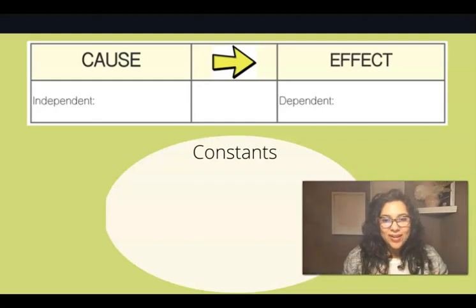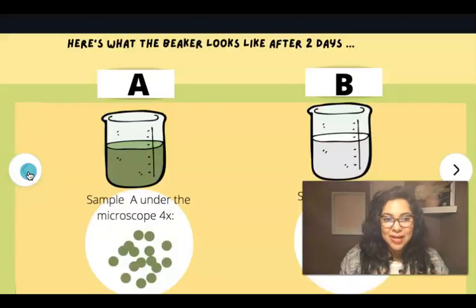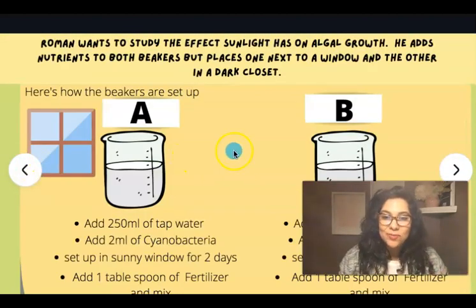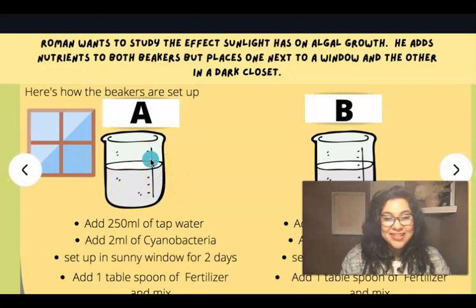So, what is the cause? What do we change here on purpose? If we go back to our setup, you'll notice that one beaker was exposed to sunlight, but the other was not. It was actually in the dark. And we know that one of the main requirements for algal bloom is sunlight exposure. So the independent variable is sunlight exposure, right? How much sunlight was the beaker exposed to?